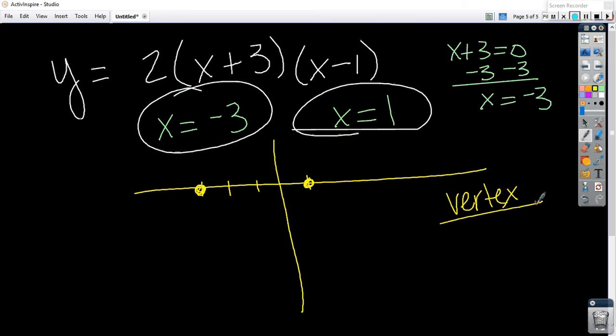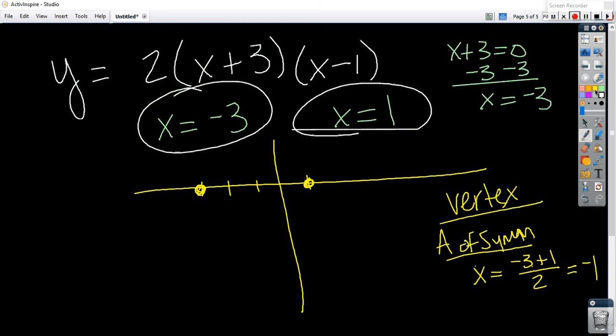Axis of symmetry. I'm going to take my 2 x's after you change the sign. How do you find the middle of 2 points? We did this back in the first part of this chapter. That's exactly right. You add and divide by 2. So I'm going to say -3 plus 1 divided by 2. What's that give you? -2 over 2, which is -1. Do we all agree that -1 falls exactly in the middle of those 2 points? Absolutely it does.